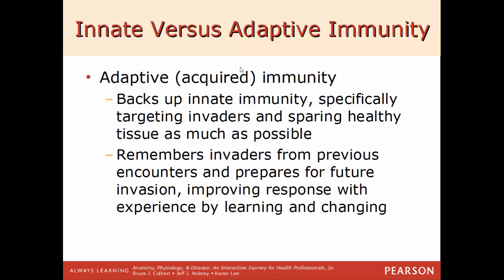That's why if you've had measles as a kid, if you are exposed to measles again later in life, you won't get sick with measles because your immune response is so much faster and so much more aggressive due to the memory cells in your acquired immune system.